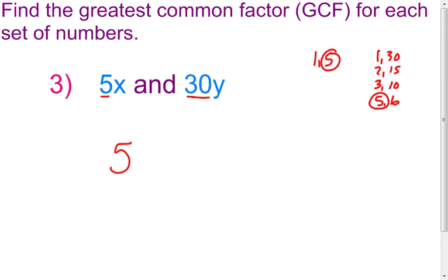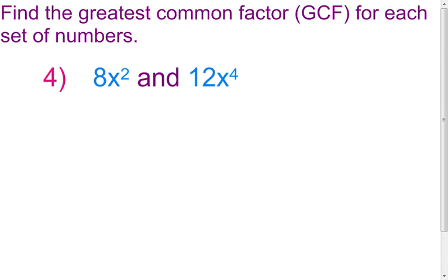Then when I look at my variables, I want to think about, is there a variable that goes into both x and y? Both x and y, the only thing they are divisible by is 1 and itself. So there is not a variable that goes into both x and y. So my greatest common factor in this case is simply 5.